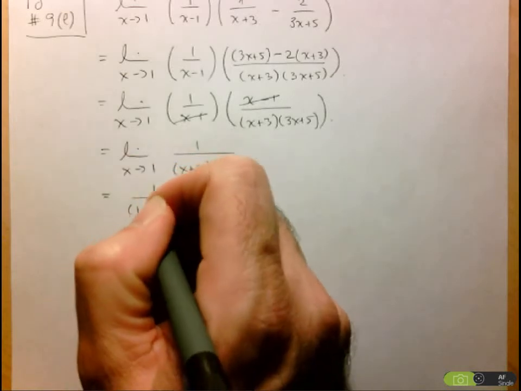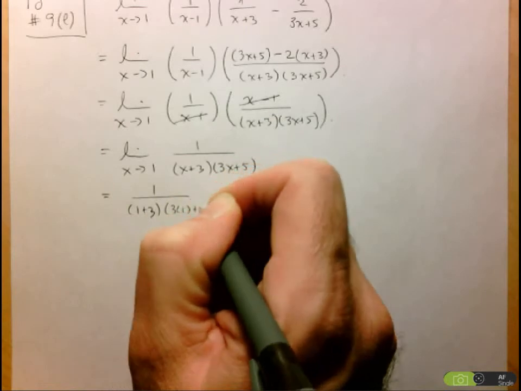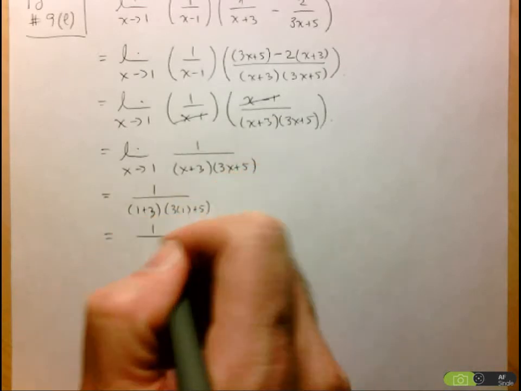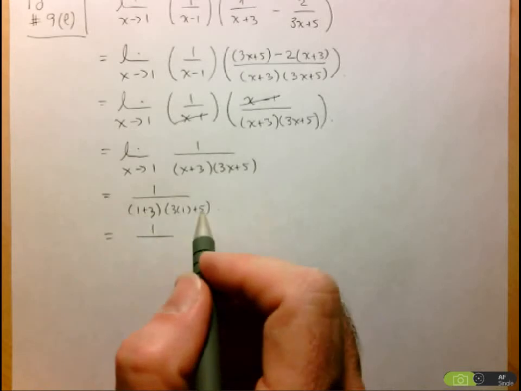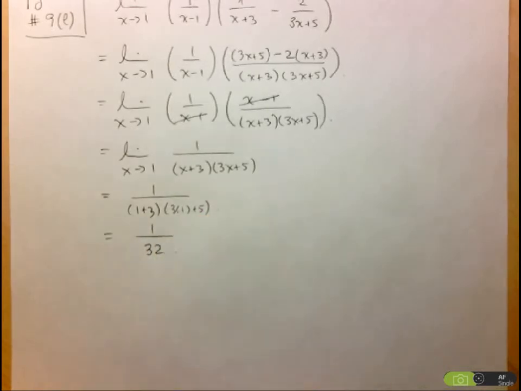So we've got 1 plus 3 times 3 times 1 plus 5. And so here we have 1 over 4, and then 3 plus 5 is 8. So 4 times 8 is 32. Okay, and there we have it.